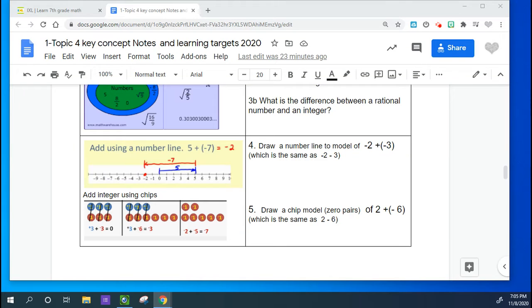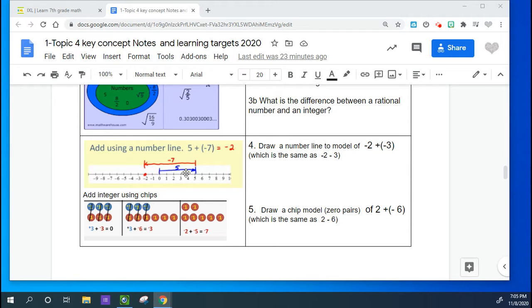So we're on lesson 4-2 about adding integers. There's a lot of different ways to model adding integers. We could think of this one here on a number line. You would start at 0 and then you would go 5 to the right because this is positive.